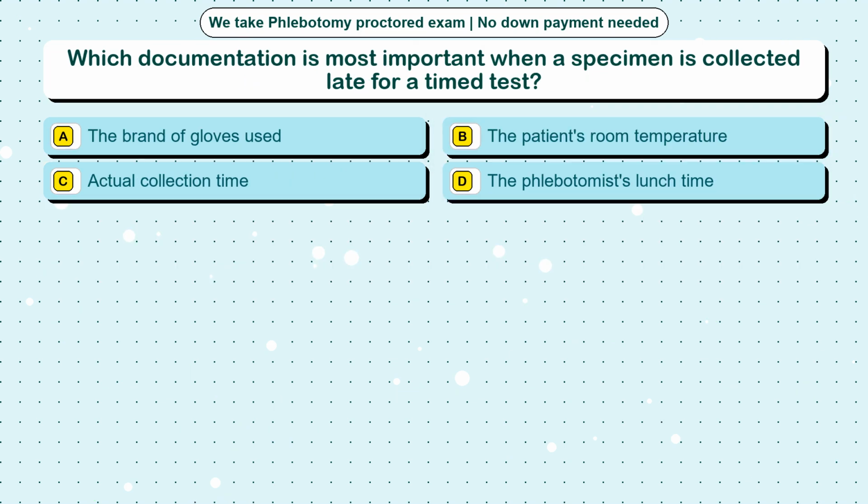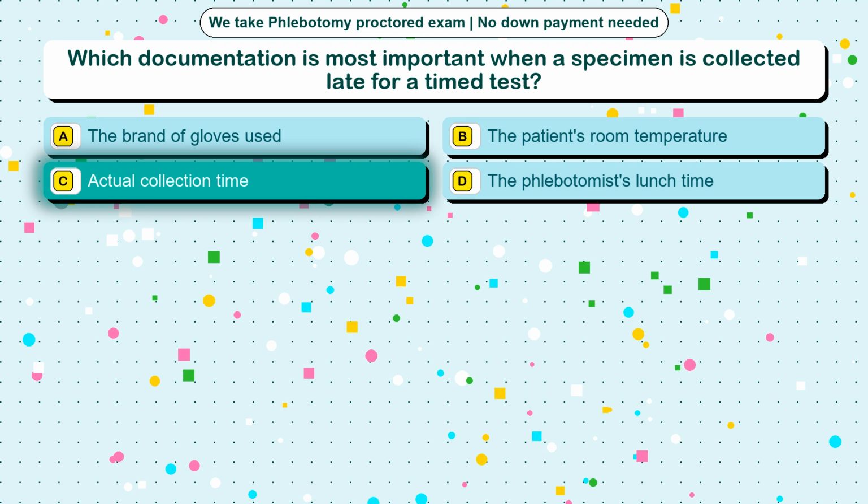Question 53. Which documentation is most important when a specimen is collected late for a timed test? Option A. The brand of gloves used. Option B. The patient's room temperature. Option C. The actual collection time. Option D. The phlebotomist's lunch time.